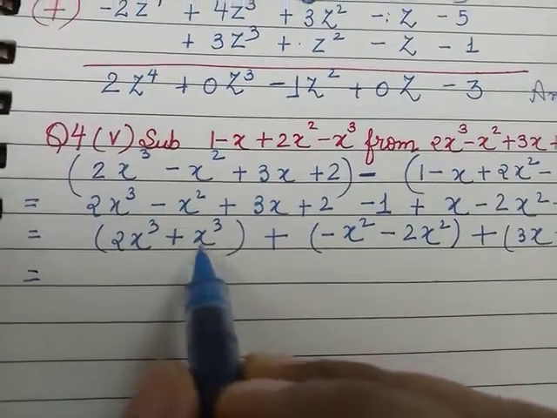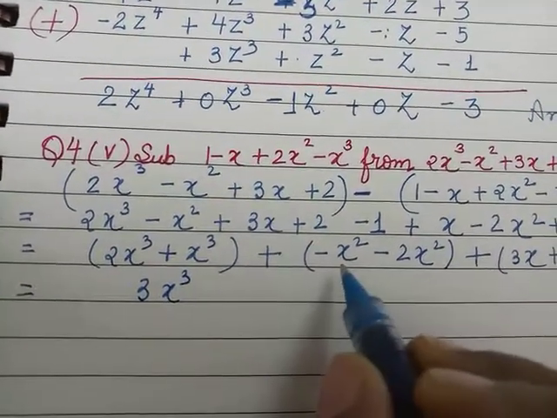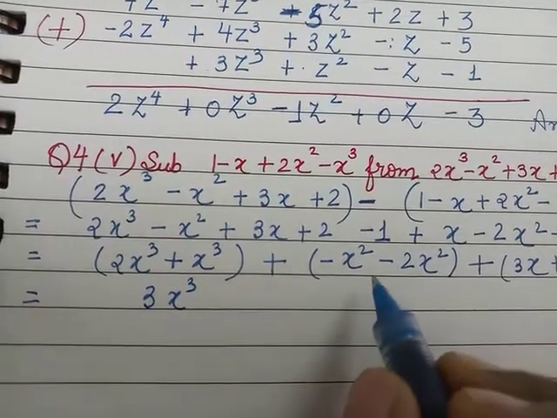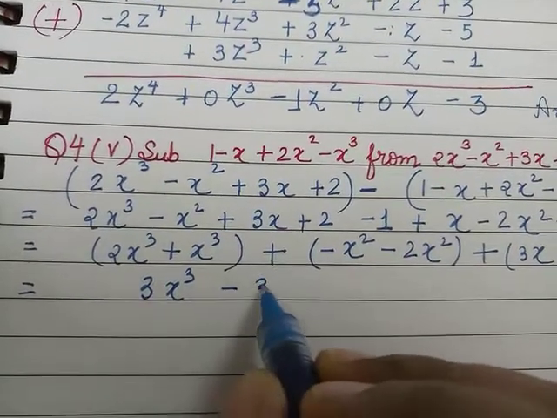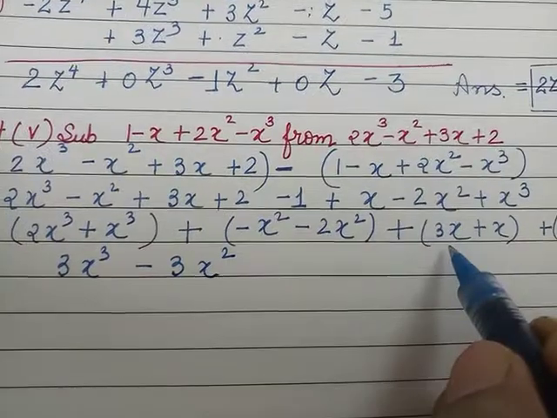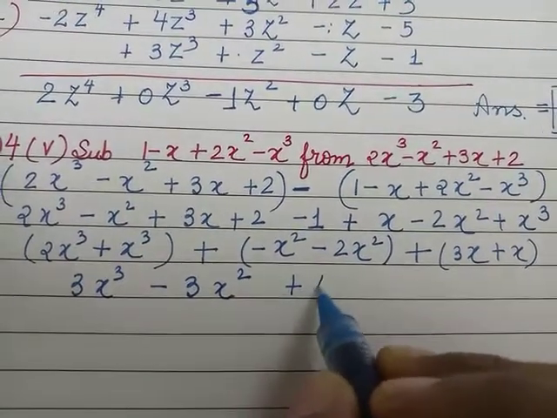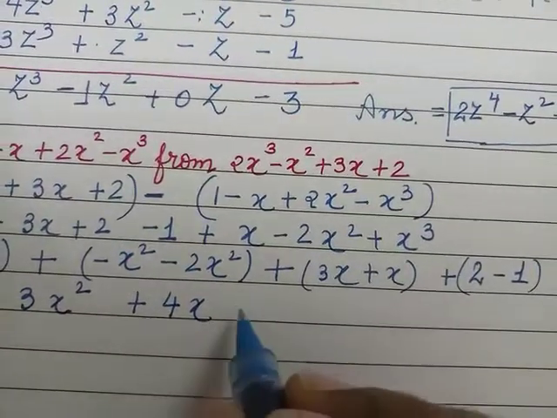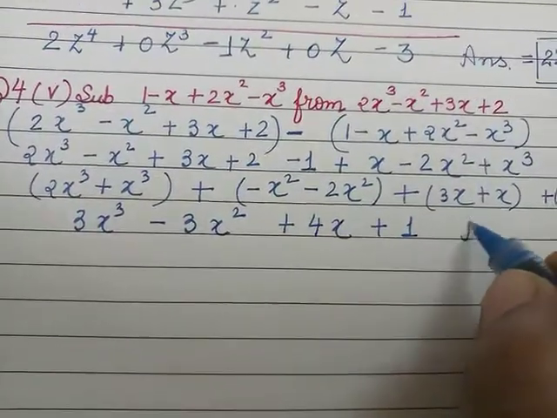2 and plus 1 will give you 3x cube. Minus x square and minus 2x square will give you minus 3x square. Plus is here, so it becomes plus minus 3x square. We have 3x plus x, that becomes plus 4x. 2 minus 1 will give you 1. So this way we write the answer.